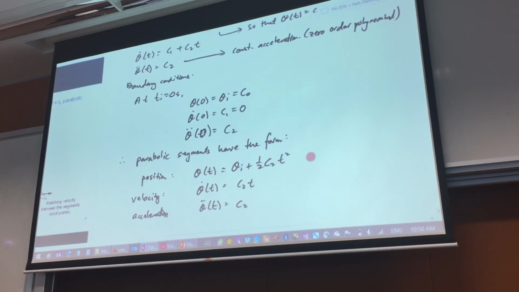I think I'll stop here so that next week we can continue. We'll have a look at how we go about doing the blending. I'll see you next week.